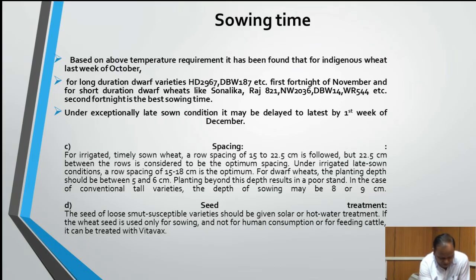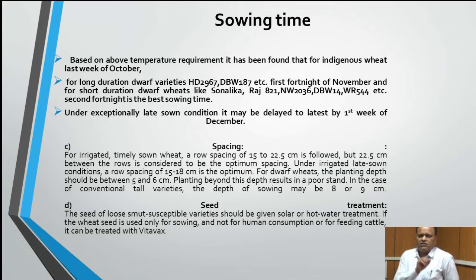Now, due to climate change, the optimum temperature for growing wheat is nowadays coming in the first week of November. So in the first week of November we can sow wheat for timely sowing in irrigated condition, and for the late sown condition, the first week of December is most suitable.